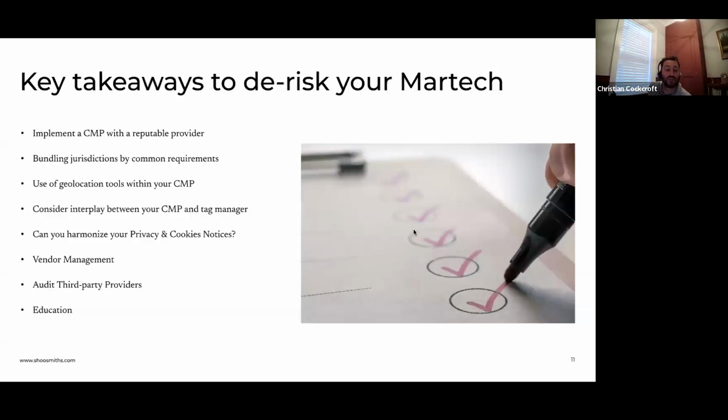So that was a lot of information. Bringing it together, what would I say if you're a lawyer or a compliance officer or a chief marketing officer or someone responsible for managing your digital estate? What are your key takeaways to de-risk yourself from what is a lot of legislation either in force or coming down the line?